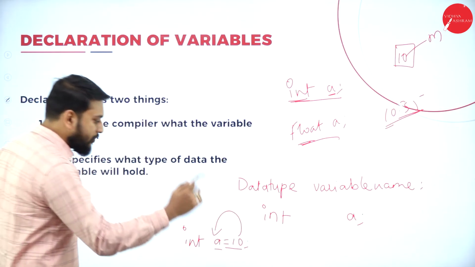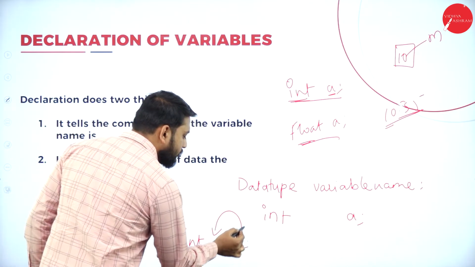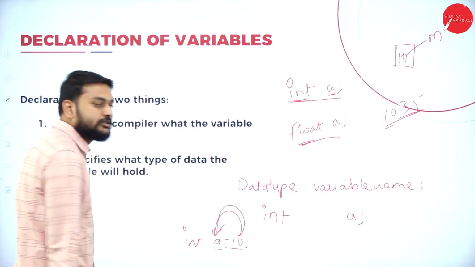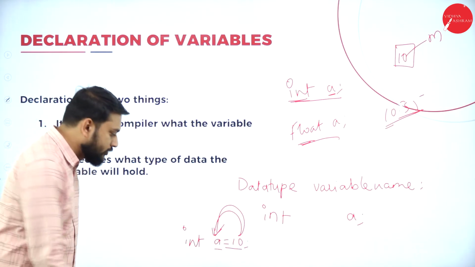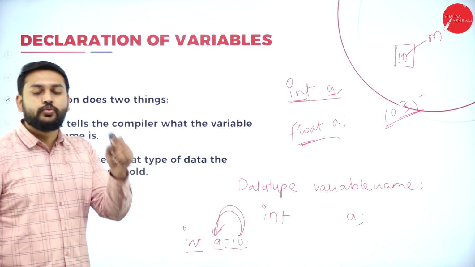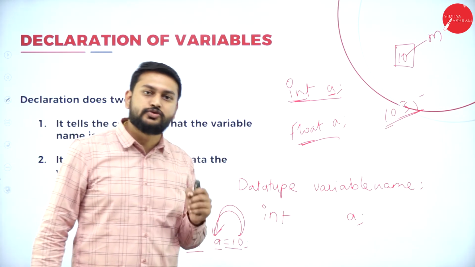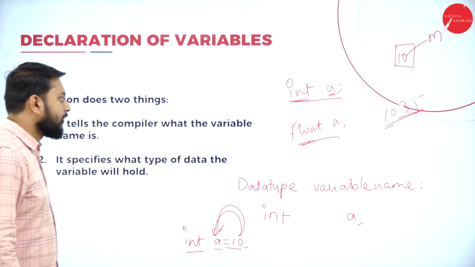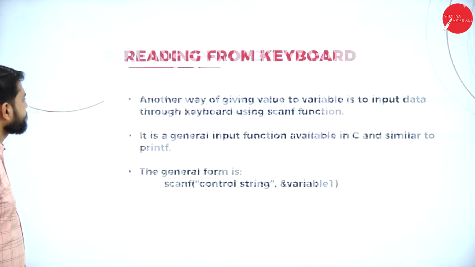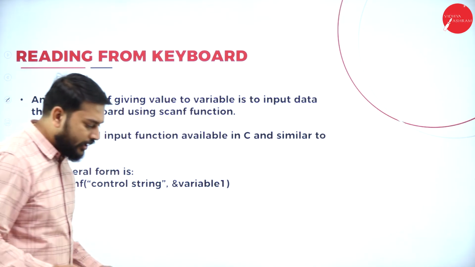Whatever you write on the side of is equal to, that value will get assigned to this variable. So make sure that this value is of this type. That is very, very important. So fine, we understood, sir. What next? We understood how to assign the value.